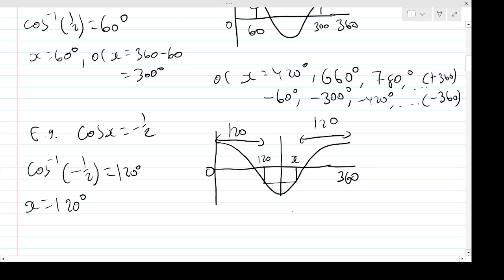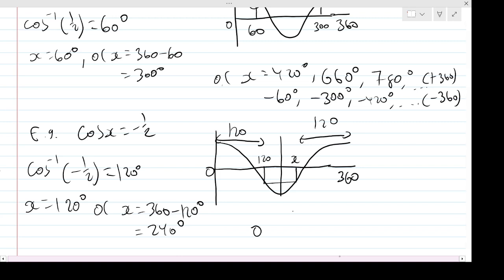Which means if you want to get the next solution after 120, this point here, I need to take away 120 from 360. So I get 360 take away 120, which gets me 240, right? And those are my two primary solutions, if you will. To find the other solutions after that, we can just add or take away 360 to these two numbers.